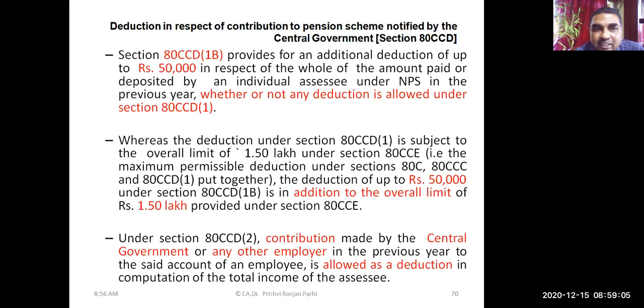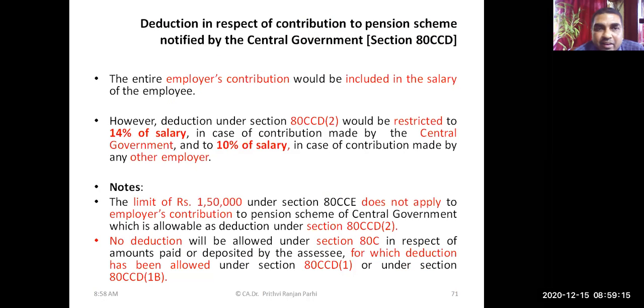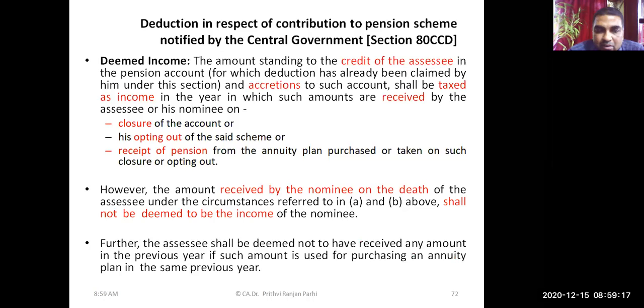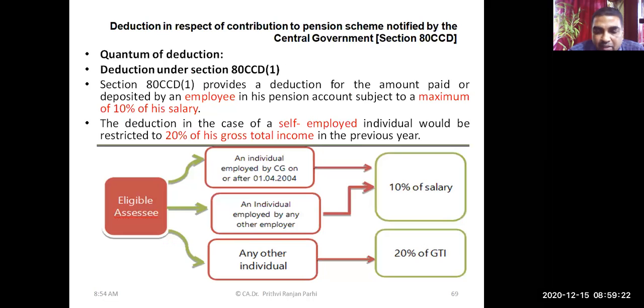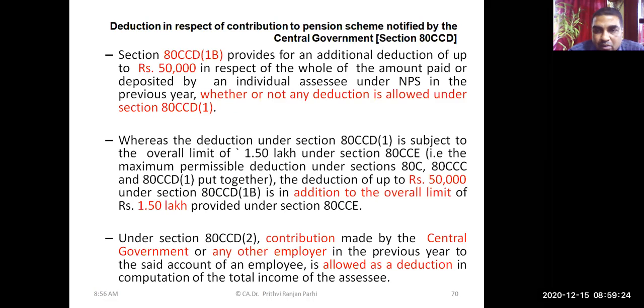Okay, under 80CCD, as you know, the scheme is called the National Pension Scheme. I think we had discussed this in our earlier classes, the same thing, that this 50,000 limit is over and above that 1,50,000 rupees, right?